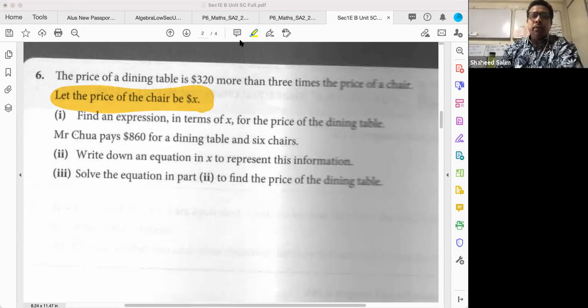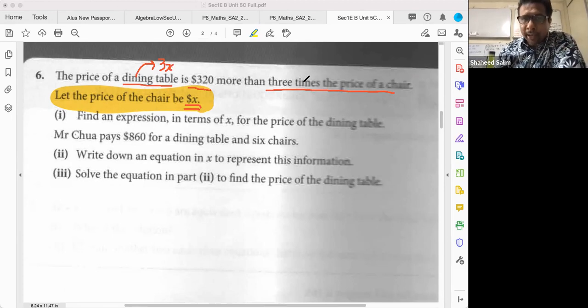All right, we are going to go through now. So now, let us establish how many items there are. There's one chair and one dining table, only two items. So we know the chair is X. Then they tell us that the price of the dining table compared to the chair is 3 times the price of the chair plus 320. So the dining table is how much? 3 times X is 3X, plus 320. This is the price of the dining table.